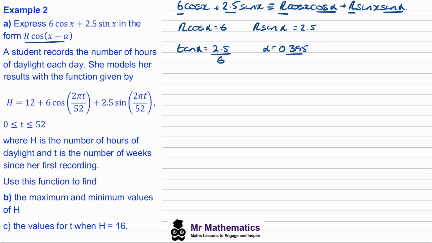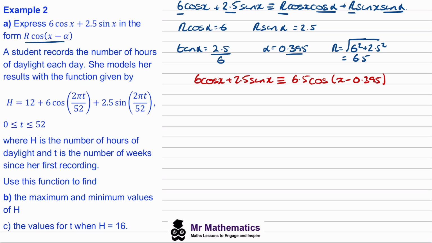We know to use radians because we've been given 2 pi here. And r will be the square root of the 6 squared plus the 2.5 squared. And this works out to be 6.5. So 6 cos x plus 2.5 sine x is identical to 6.5 times the cos of x minus 0.395.